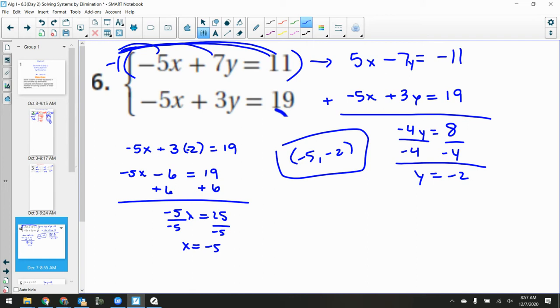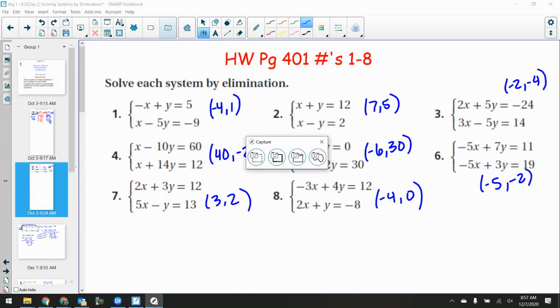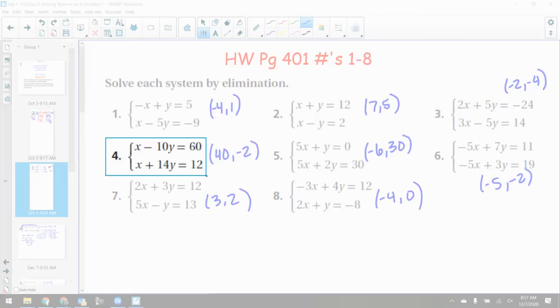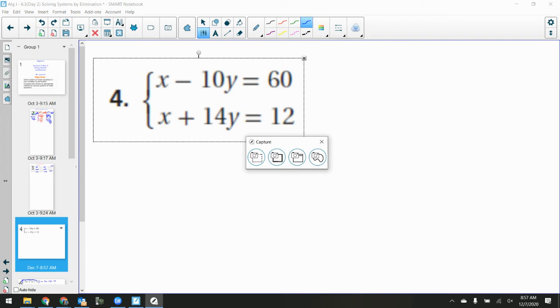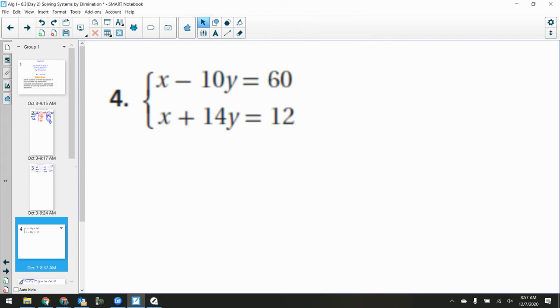Okay, let's walk through 4. Now, for 4, again, this is one of those ones where it's very tempting to just add these together right away. I can't do that. I've got to multiply by a negative. So which equation do we want to multiply by a negative? Bottom? Let's do it. So multiply the bottom equation by -1.